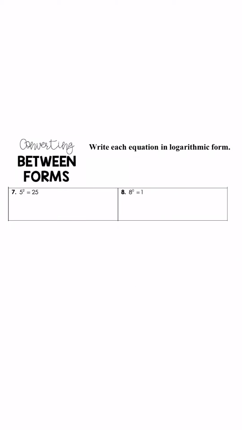Now we're going to be going from exponential to logarithmic form. Again, you point at the base. There's my loop-de-loop. And so then if I was to rewrite this, this would be log base 5 of 25 equals 2. And it always equals the exponent.